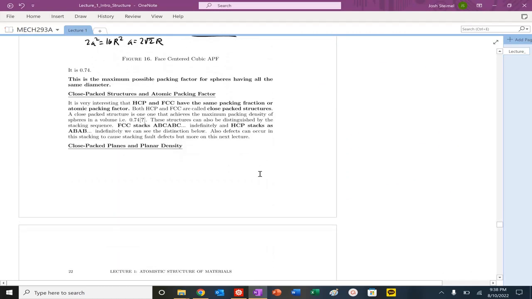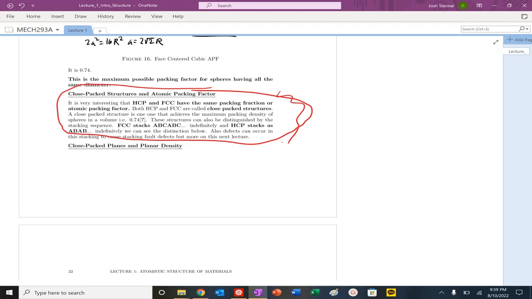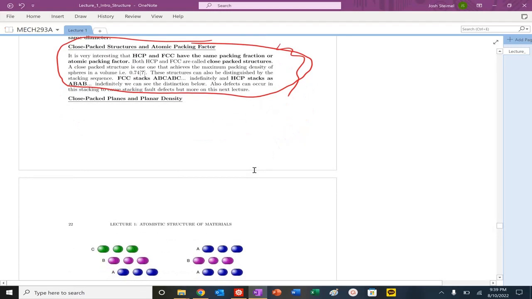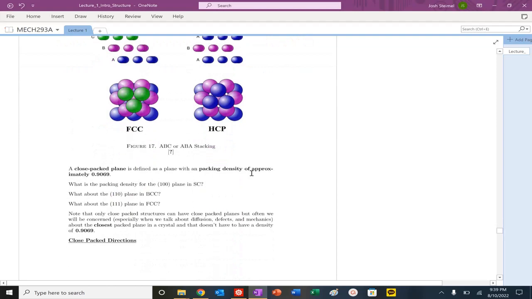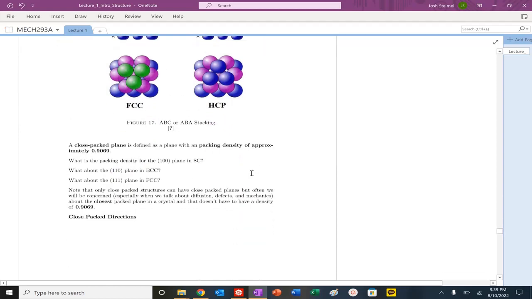So this atomic packing factor and these close packed structures are going to have huge implications. Usually materials that are close packed, FCC, HCP, are going to be more ductile as opposed to BCC or simple cubic structures, which are going to be more brittle. And that is indeed a problem once we get into designing materials and putting them in mechanical applications.